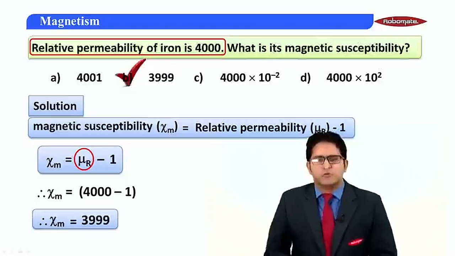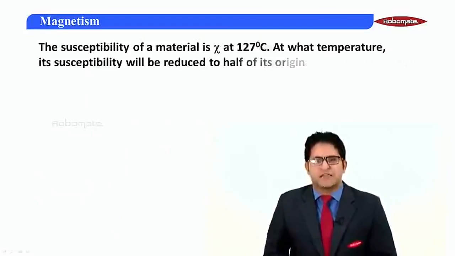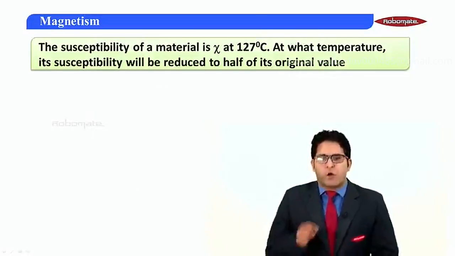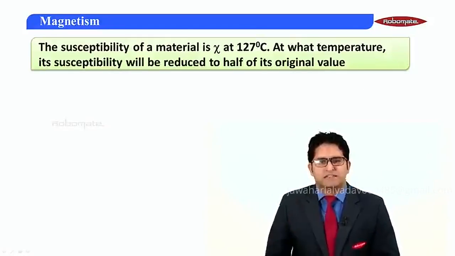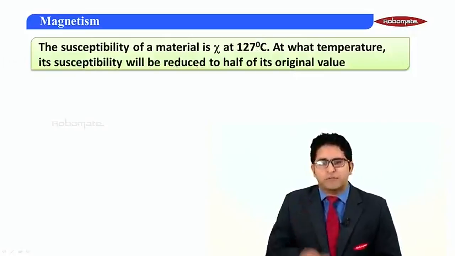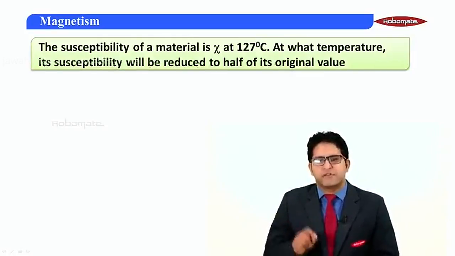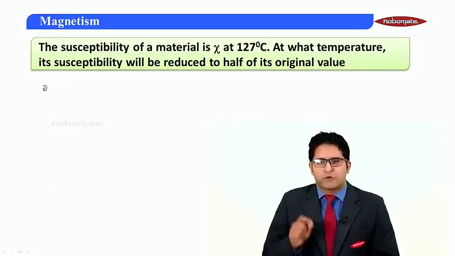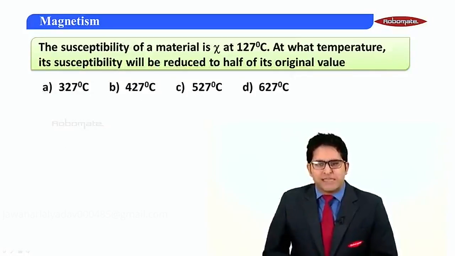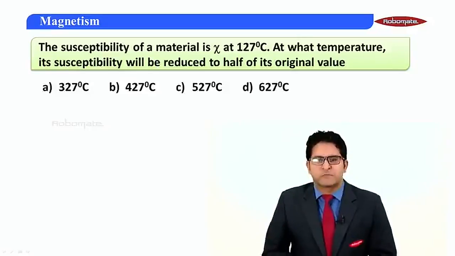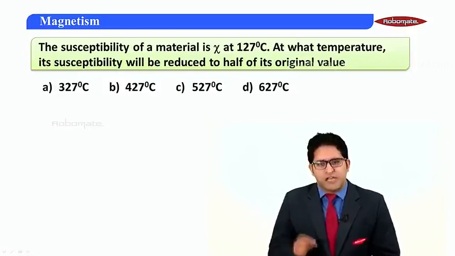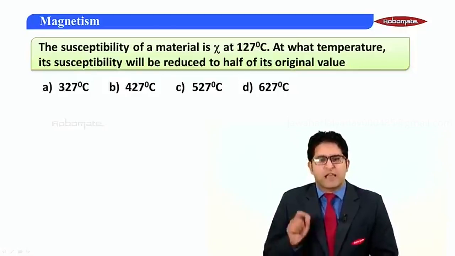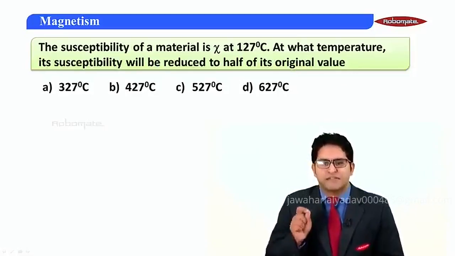Now let us move towards the next MCQ, and it says the susceptibility of a material is xi at 127 degrees Celsius. At what temperature will its susceptibility reduce to half of its original value, right? And the options are option A 327 degrees Celsius, option B 427 degrees Celsius, option C 527 degrees Celsius, and the last option is 627 degrees Celsius.